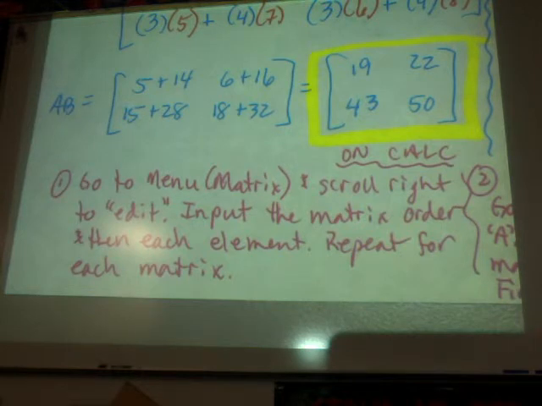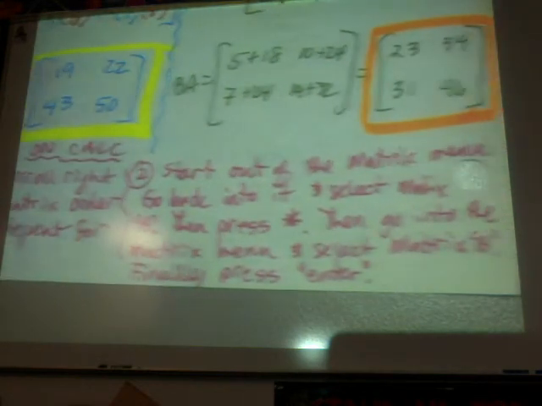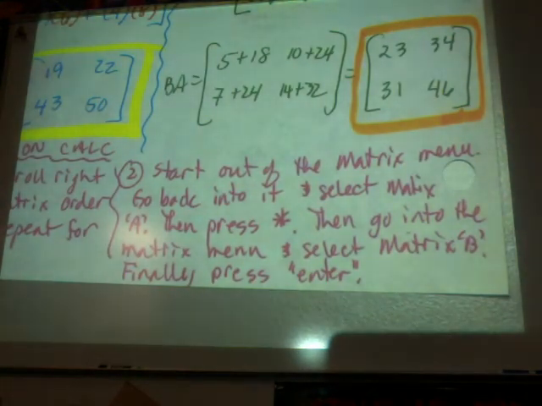So are you done writing that down? Can I scroll over for step 2? All right, so here's step 2. From the matrix menu, well, you have to be out of the matrix menu. Weird but true, at least for my calculator. I don't know for all of yours. But you have to do second quit, make sure you're back at your main screen.